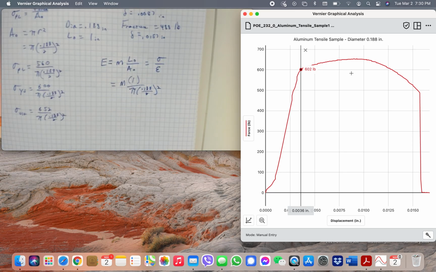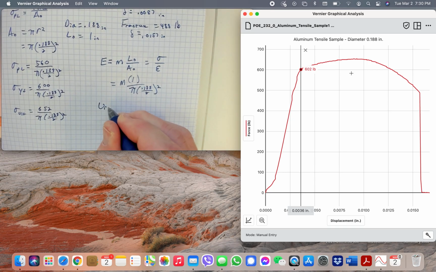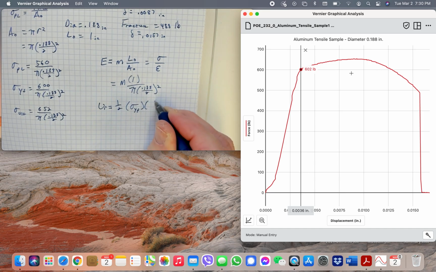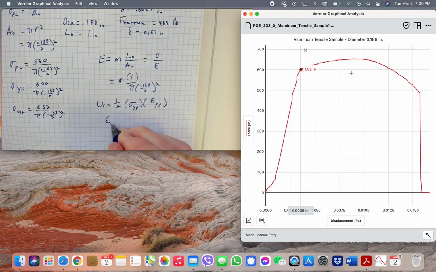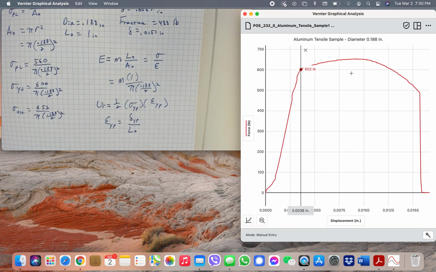They also want us to estimate the resilience. So resilience is 1/2 our stress at the yield point and our strain at the yield point. And strain at the yield point is our deformation at the yield point divided by our original length. Okay, so you can get those numbers, plug those in, and there you have it.